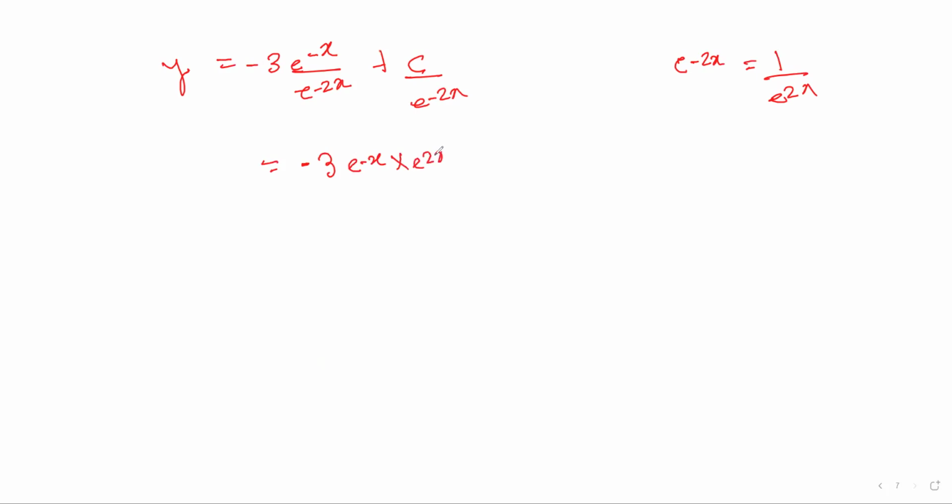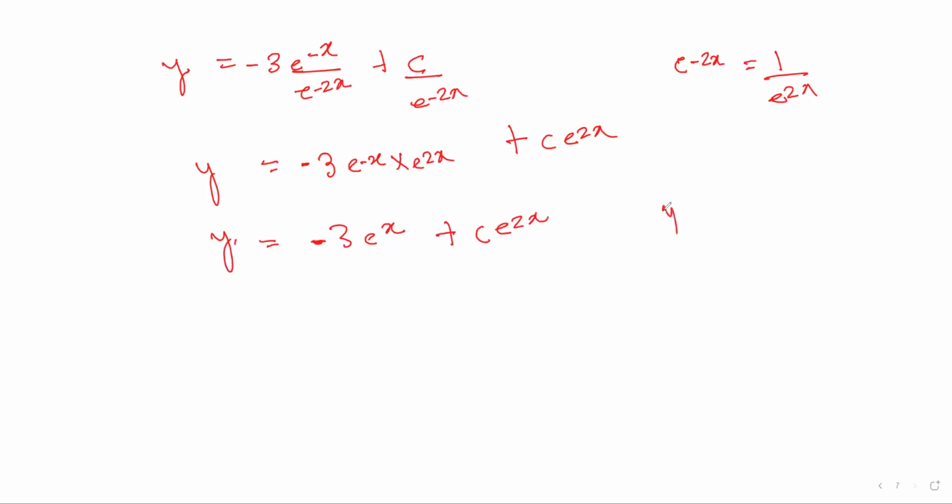So you can write from here y is equal to minus 3e^(-x) divided by e^(-2x), and divide the c also by e^(-2x). You know that e^(-2x) is nothing but 1 by e^(2x), so dividing it goes up in multiplication: minus 3e^(-x) into e^(2x), and c into e^(2x), equal to y. Minus x plus 2x becomes plus x. So it becomes minus 3e^x plus c e^(2x), and this value is equal to y.